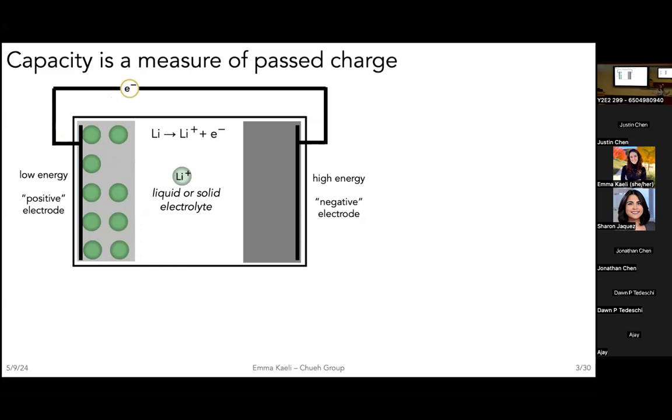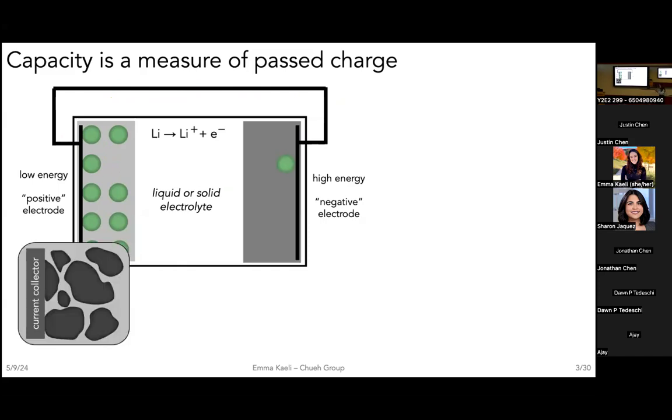The electrolyte can be either a liquid in the more traditional case or a solid in some of our more next generation battery technologies. Eventually, the two at the end of charging meet together at the high energy electrode where you're storing some of that energy as potential energy.